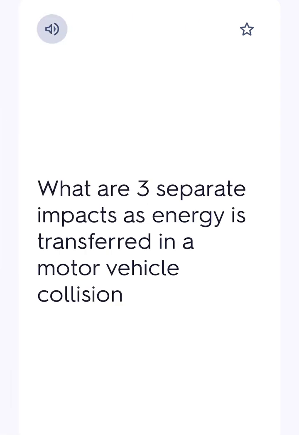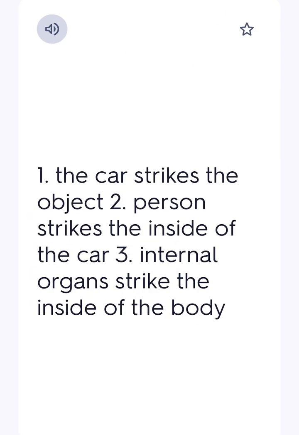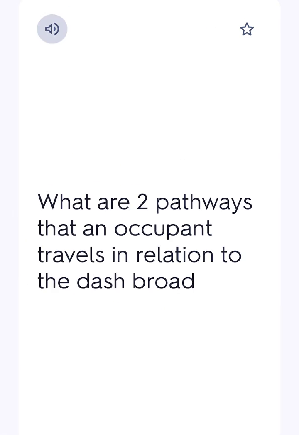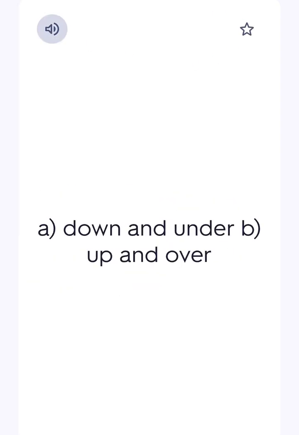What are three separate impacts as energy is transferred in a motor vehicle collision? 1. The car strikes the object. 2. Person strikes the inside of the car. 3. Internal organs strike the inside of the body. What are two pathways that an occupant travels in relation to the dashboard? A, down and under. B, up and over.